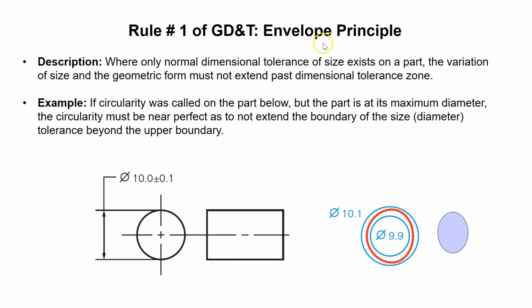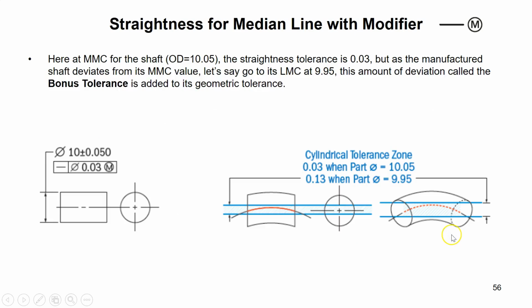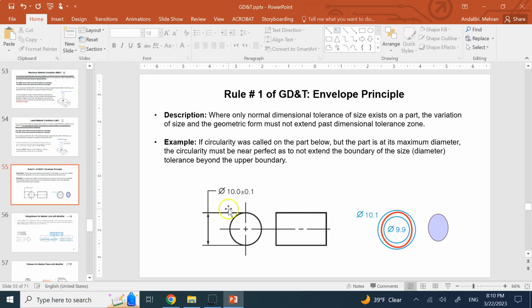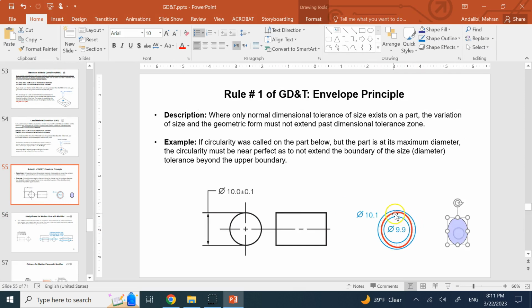Now, this is the envelope principle. But if this shaft is not made at 9.9 or 10.1, it is made somewhere in between, like, for example, this red one, which is probably like 10 or something. When it's 10, can I have some deformations in the shape like circularity? Can I have it to be not perfect? Yes, I have some room because I'm still within the envelope.